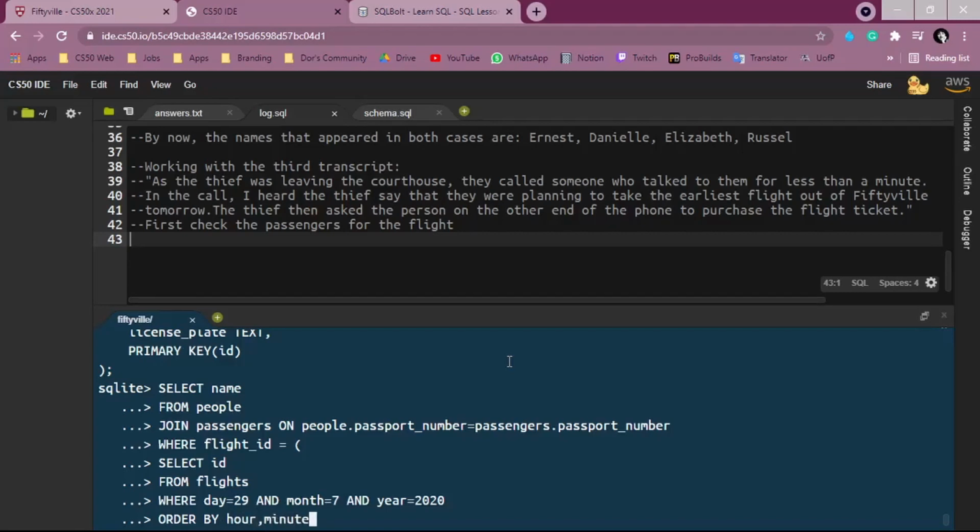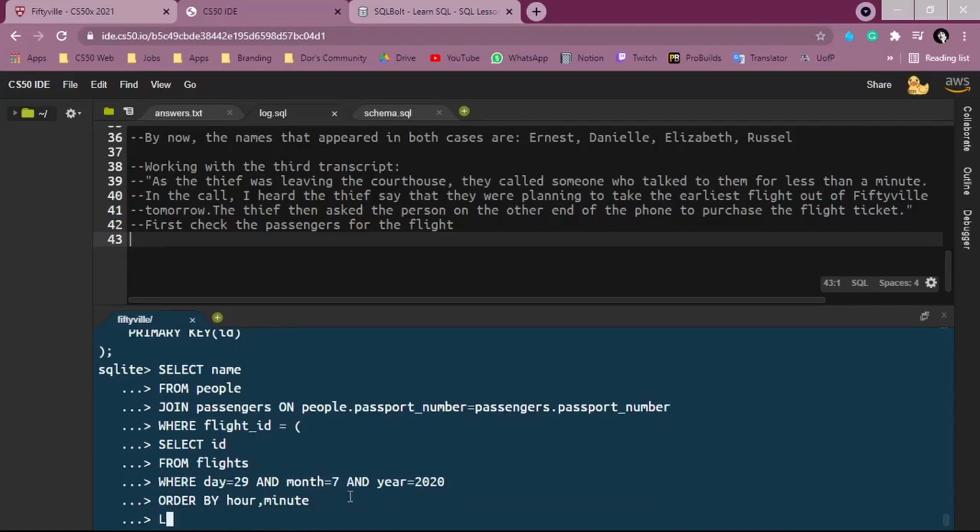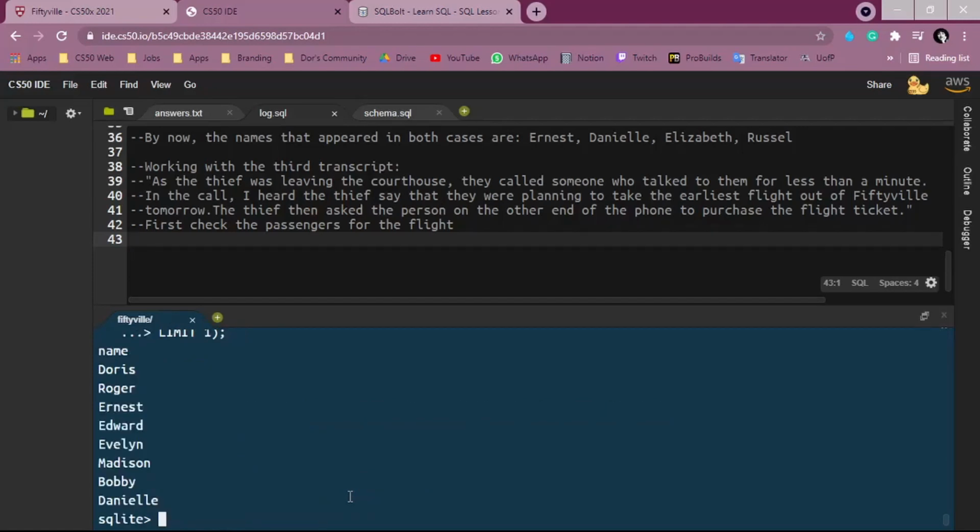and minute. But if we leave it this way, we would get the names of the passengers of all flights on these days. But since we are ordering by hour and minute, we're saying that it's the earliest. So we are ordering all the passengers that are going to get a flight on day 29 July 2020. But this way we're going to get all. We can use a limit here, limit 1, to get the information only of the first flight, that is the earliest. And when we do this, we get the names of all the suspects.